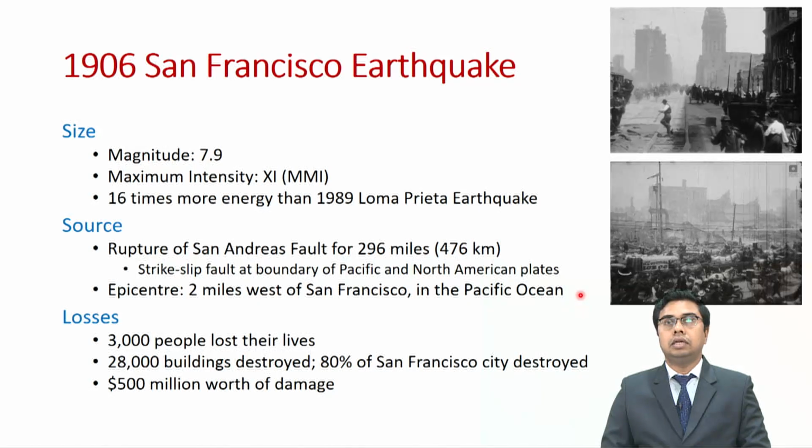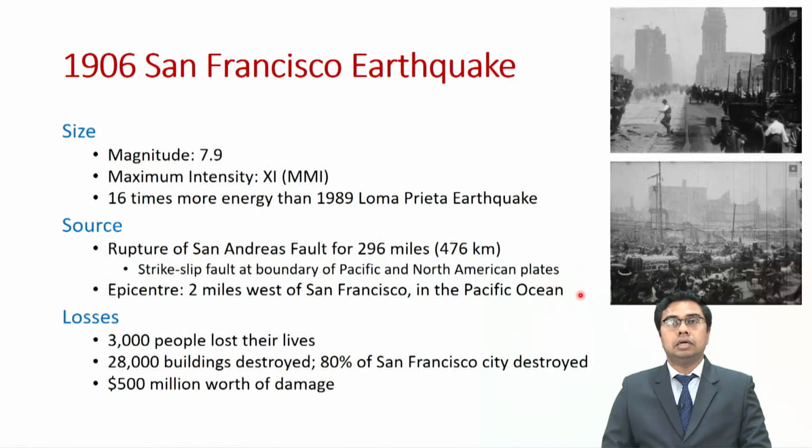Let us look into the 1906 San Francisco earthquake. An earthquake of magnitude 7.9 with a maximum intensity of 11 on modified Mercalli intensity happened in the San Francisco region. The earthquake was triggered by rupture of the San Andreas fault. The rupture happened over a length of 296 miles. This happened at a strike slip fault at the boundary of the Pacific and North American plates. The epicenter was located 2 miles west of San Francisco in the Pacific Ocean.